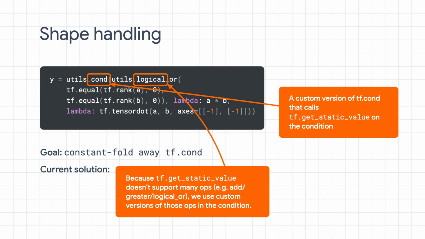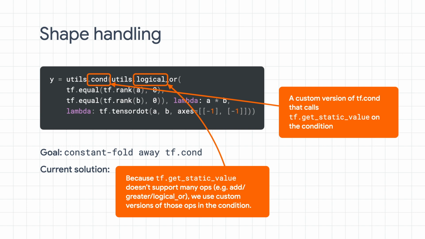But the problem we find is that the coverage of tf get static value is not very great. It doesn't support many common ops like add or greater or logical or. So when we use those ops, we need to use our own versions of those ops in our condition that more eagerly do constant folding within the op.